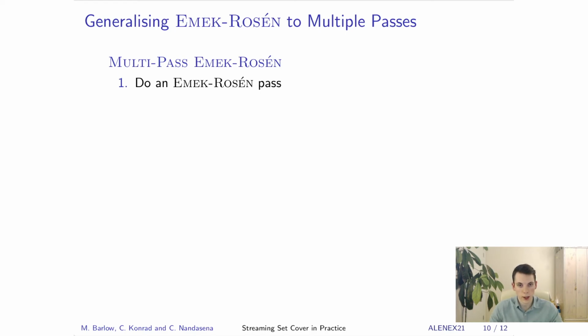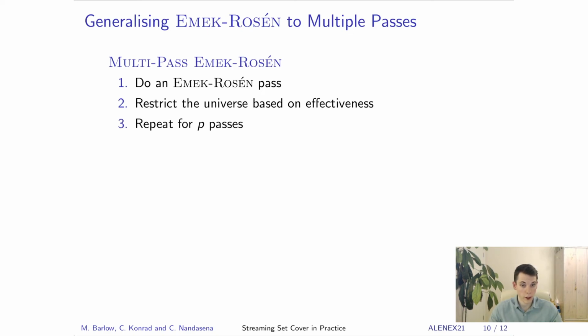We start by doing a normal Emick-Rosen pass, and then we restrict the universe based on effectiveness. So what does restricting the universe mean? Well, we reset the effectiveness values of all elements with an effectiveness below a certain threshold. Then, on the next pass, we only consider those restricted elements.